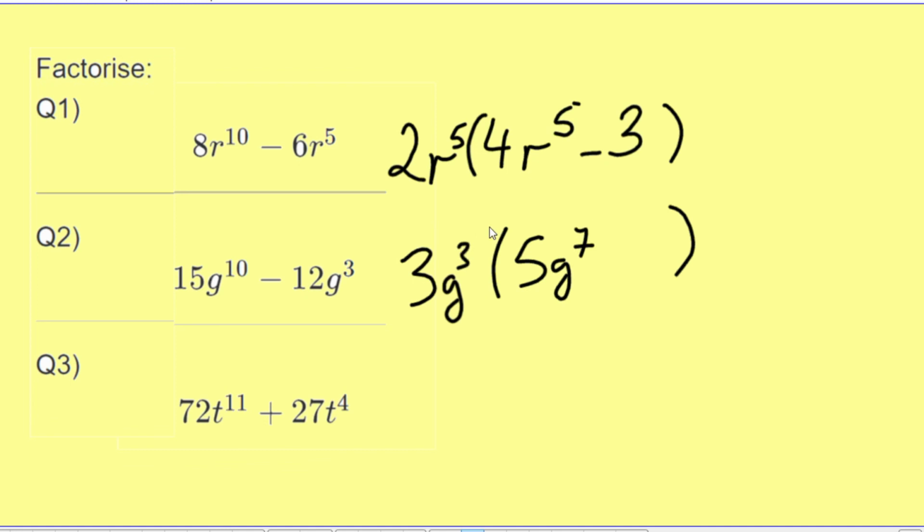7 plus 3 is going to make us 10. And we need to make minus, so we're going to put a negative in there. To make 12g to the power of 3, when we've already got 3g to the power of 3, you're just going to multiply by 4.